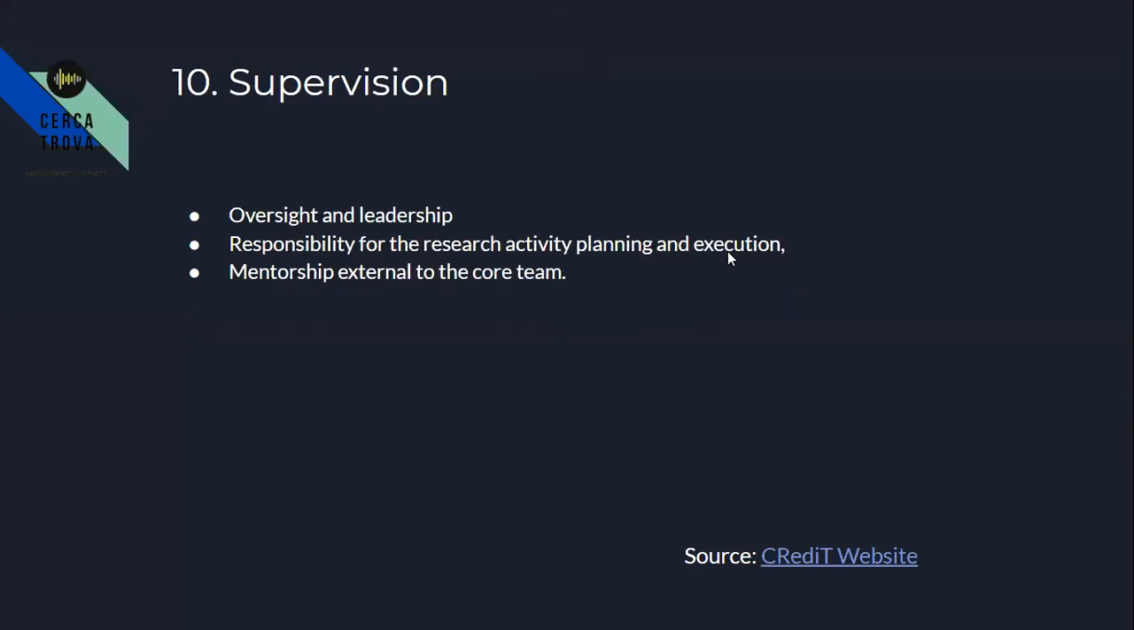The next thing is supervision. This role is similar to project administration, but if a person is only supervising and just giving you ideas or only playing a supervisory role, then he should be categorized as supervisor. But if he's actively involved or he's actively taking interest in research, then you can categorize him as project administrator.